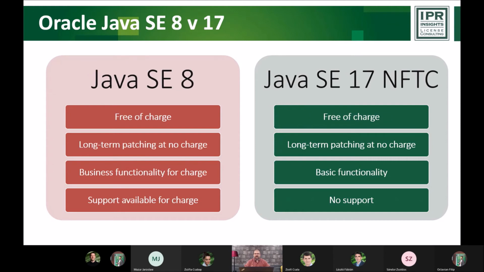I think of most interest to everyone is the relationship between Java SE 8 and 17 NFDC. The basic functions are free of charge in both of these, so there's no difference in that. Long-term patching at no charge is also the same thing. If we look back at Java 8 and how it's progressed through its life cycle, we can see that in effect it had the same model. Patching was provided for not just the next LTS version plus 1 year, but for actually 2-3 years after that.